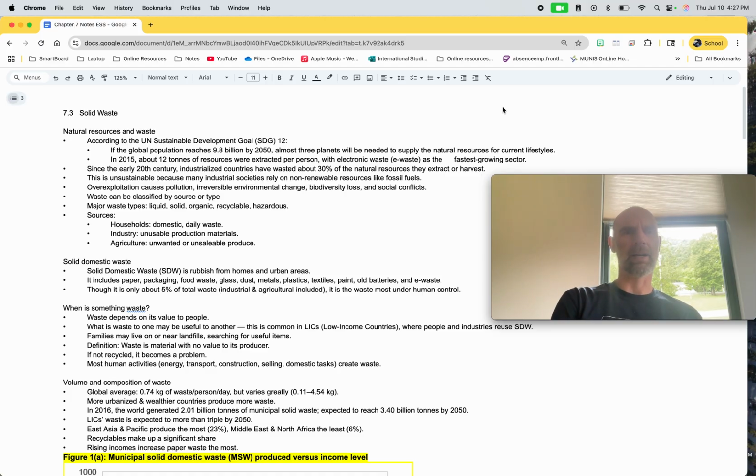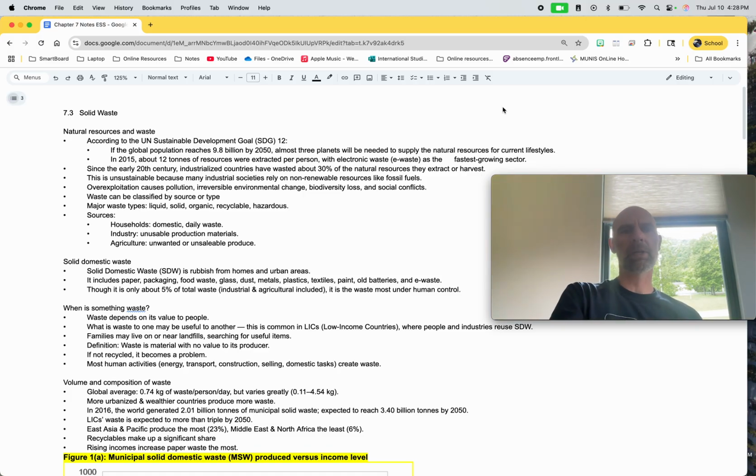7.3, solid waste. Natural resource and solid waste, which is a nice way of saying trash. According to the UN Sustainable Development Goal 12, if the global population reaches 9.8 billion by 2050, almost 3 planets will be needed to supply the natural resources for current lifestyles, which is not going to happen non-sustainably. In 2015, about 12 tons of resources were extracted per person, with electronic waste, e-waste, as the fastest growing sector. So e-waste we have to do quite a bit with. The idea of disposable electronics is not really sustainable.